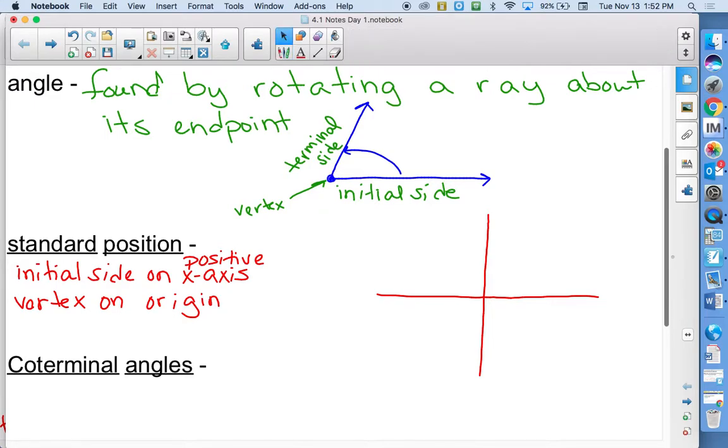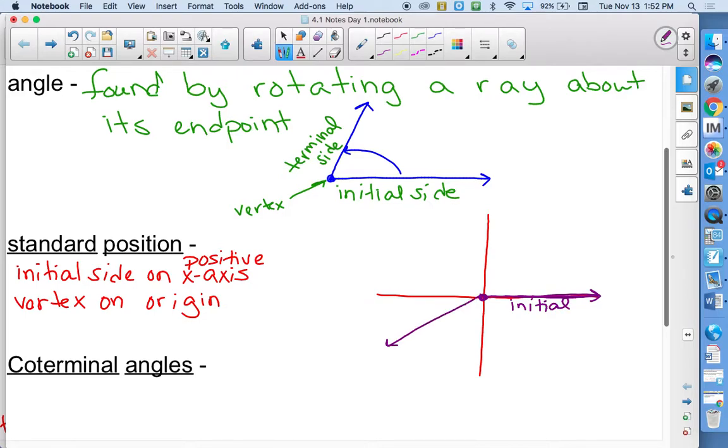So our angle has an initial side on the positive x-axis. So that's this right here. So here's our initial side. And then its terminal side ends somewhere else in one of those four quadrants. And it's still the same four quadrants that we've always had. So here's the terminal side.